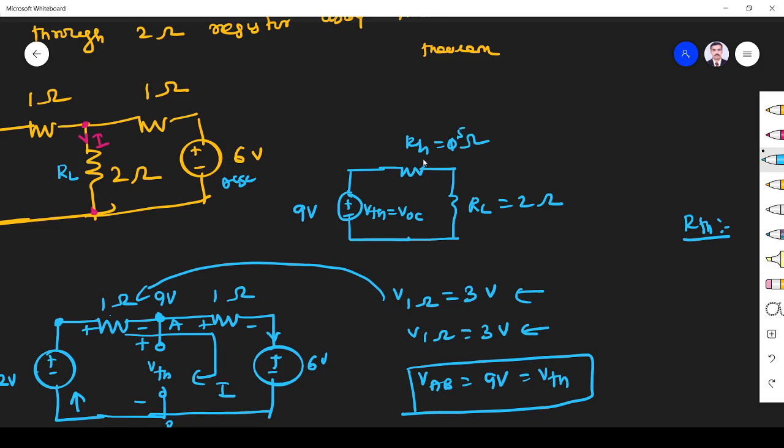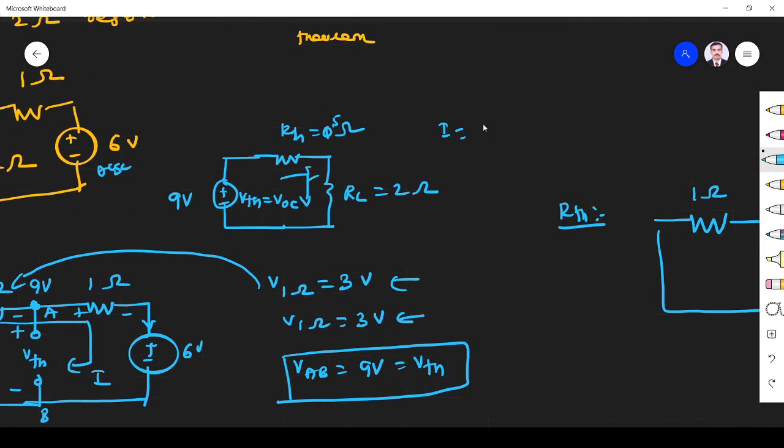So what is the total resistance? This is the current only, the current through the 2 ohm resistance. So I is equal to V by R, total resistance. So V is 9, R is 2 plus 0.5, right? So that will give 3.6 ampere. So 3.6 ampere is the current which flows through this R.